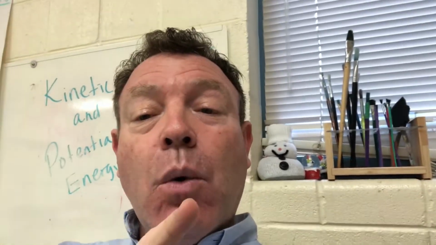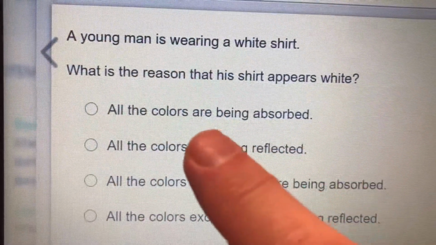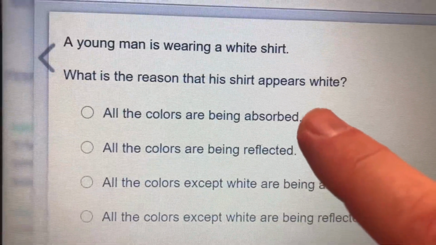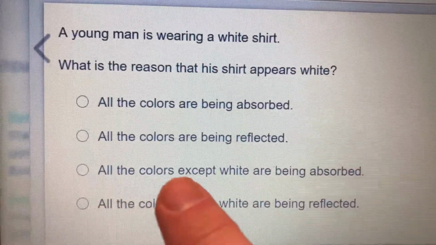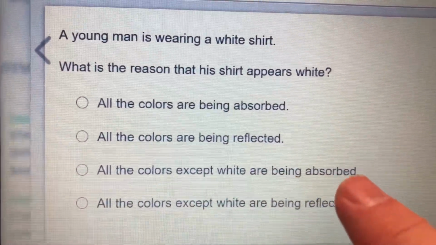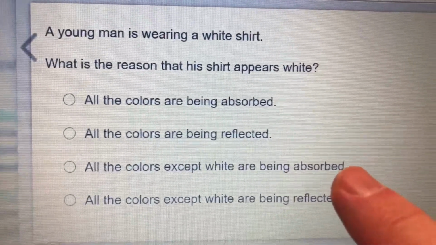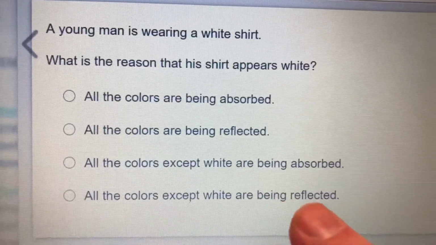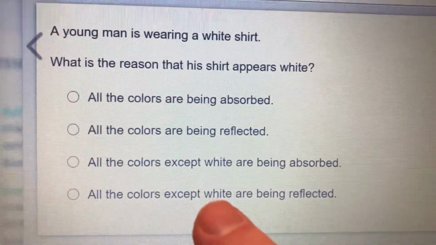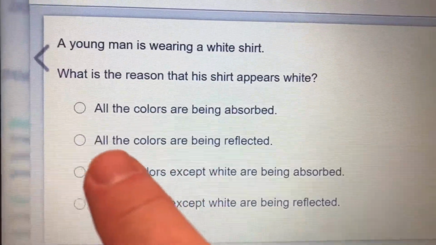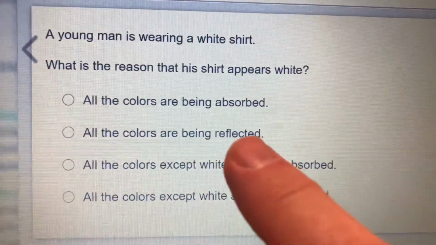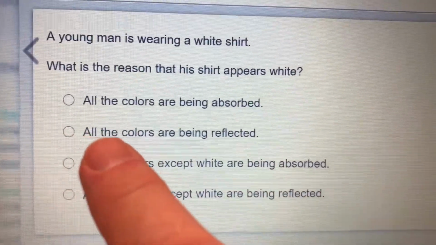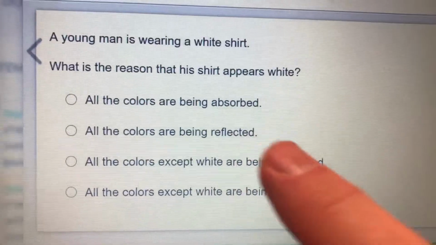So let's look at our choices. All the colors are being absorbed. No, that's black. All the colors except for white are being absorbed. There is no white color. It's all the colors together. All the colors except white are being reflected. No, because white is not a color, really. All the colors are being reflected. That's it. All the colors are being reflected. That is white. Let's look at this question.